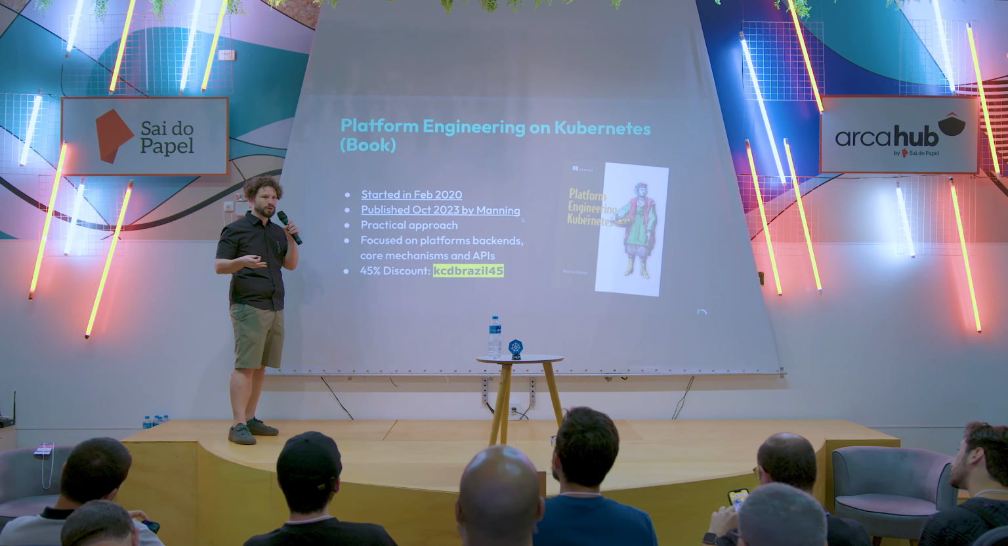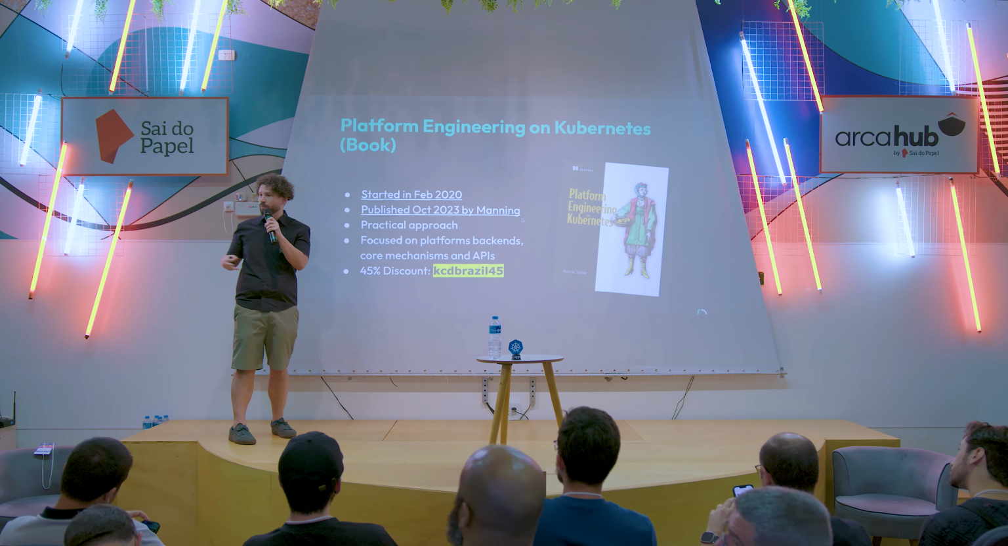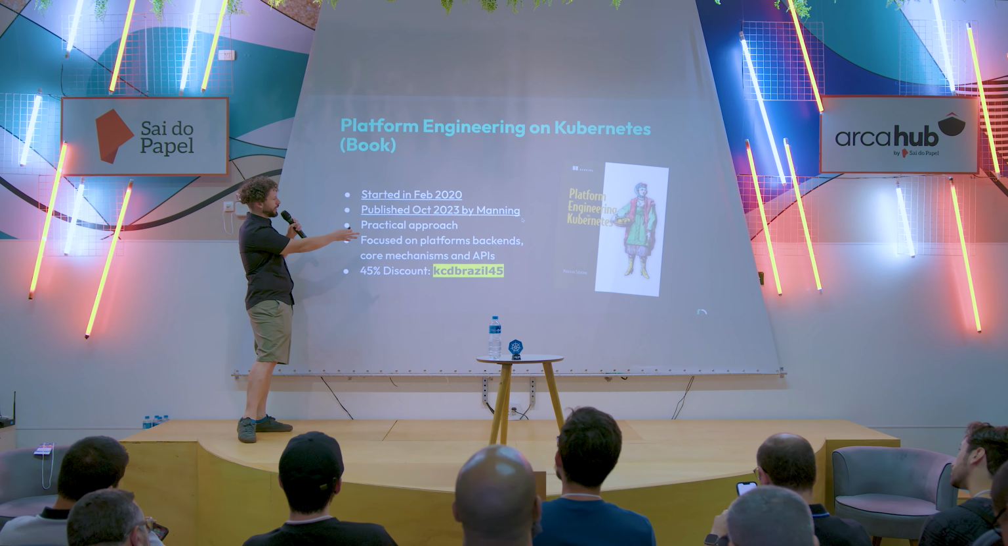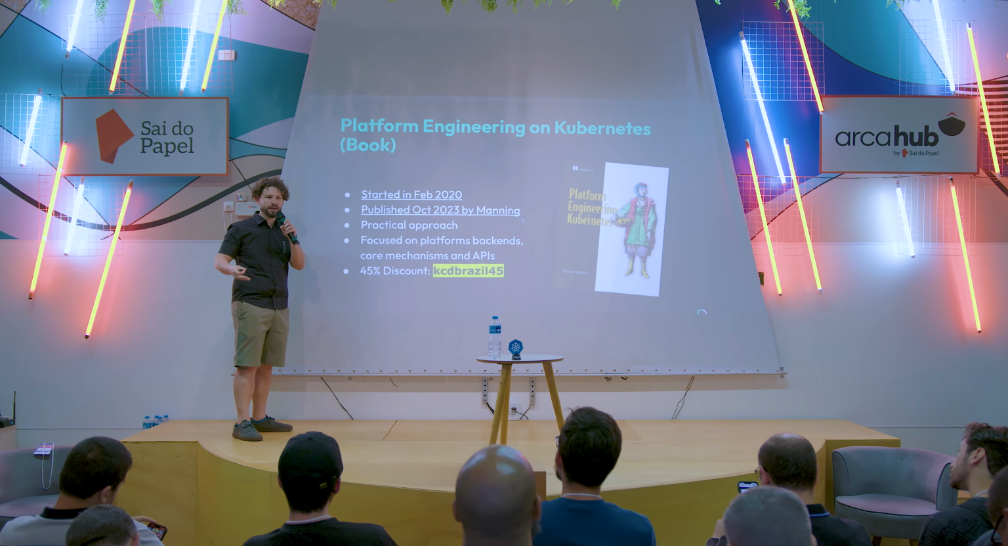So the book takes a very practical approach to building platforms on top of Kubernetes. It basically shows you how to combine different projects to do the most basic things that you want to do with platforms. And it focuses on platform backends and mechanisms and APIs, right?